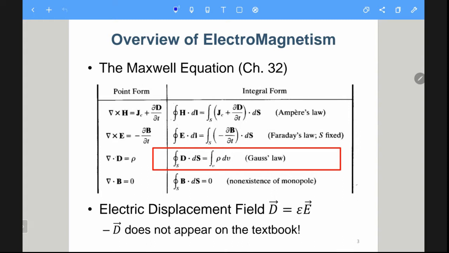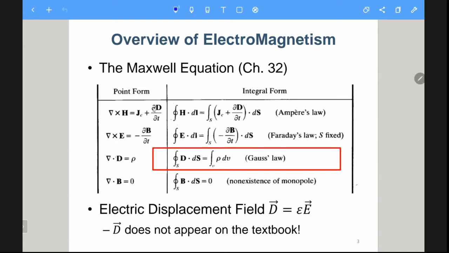So in this chapter, we will learn about the Gauss law. In chapter 29, we will learn Ampere's law. In chapter 30, we will learn Faraday's law. And of course, in chapter 32, we will also learn this one, which is the magnetic version of the Gauss law. It is mostly the same, except the right-hand side will be zero for the magnetic version. So it is nothing special.